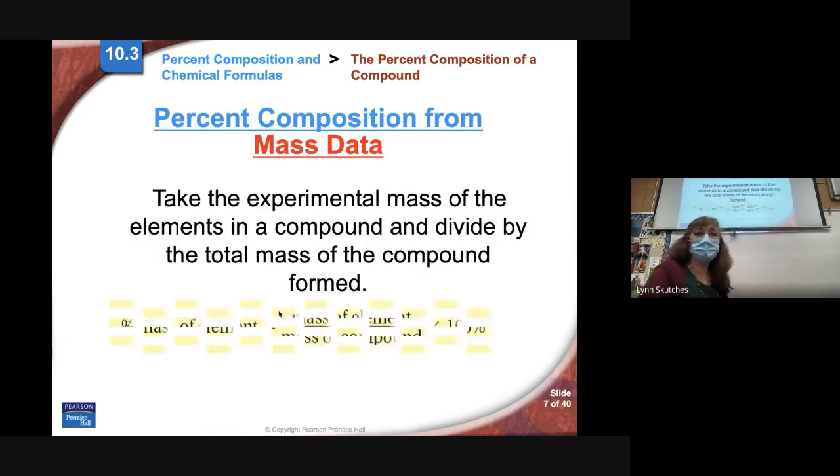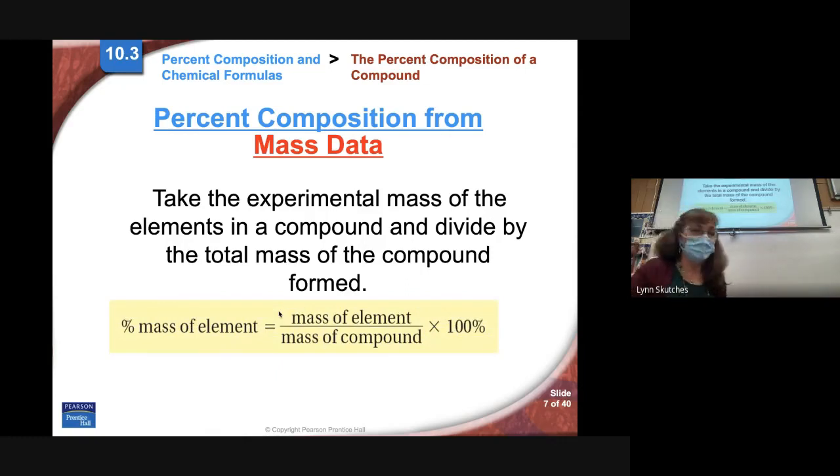All right, so this is the explanation. It's not very good, I don't think, from the book. You take the mass of the element that you've obtained from the mass of the total sample. They say of compound. And multiply by 100, easy peasy. Okay, not hard.